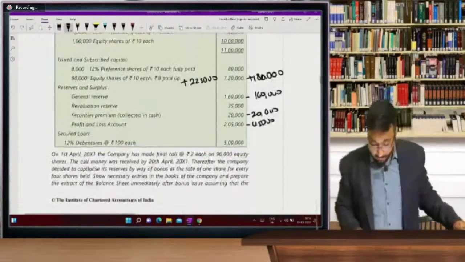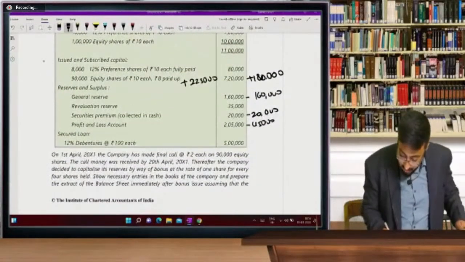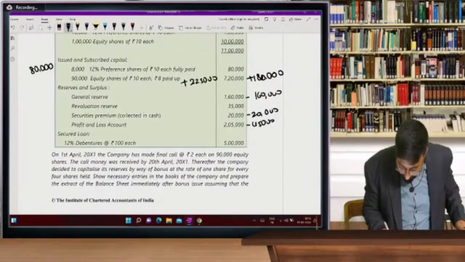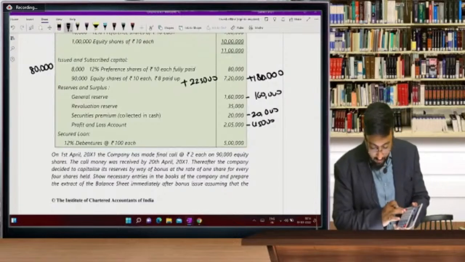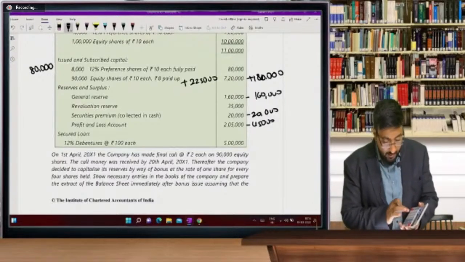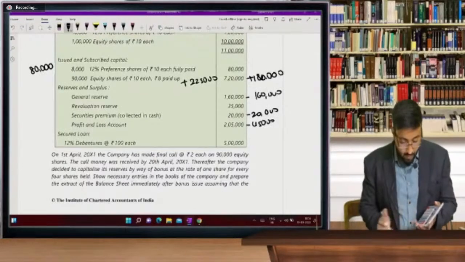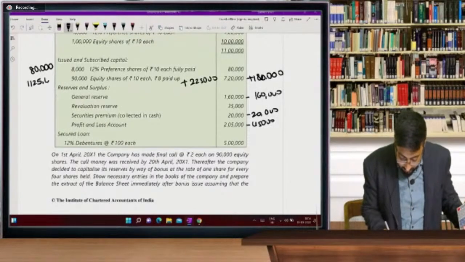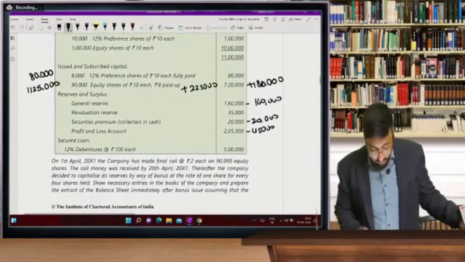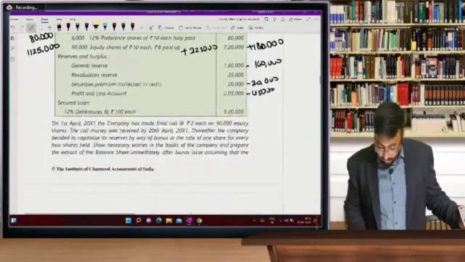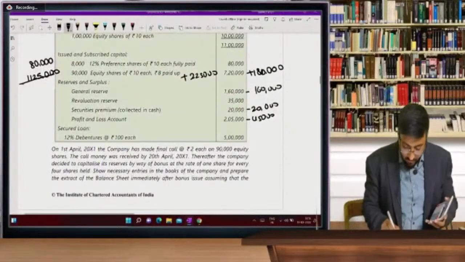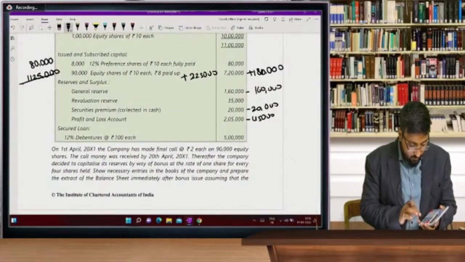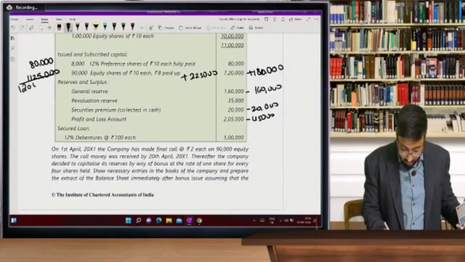So beta, now see your share capital. I will write over here 80,000, and your equity share capital will be 180 plus 720. You can add this 225. So this is 11,25,000. Okay. So 11,25,000. So total share capital will be 12,05,000. Very good. Yash ji, very good beta.